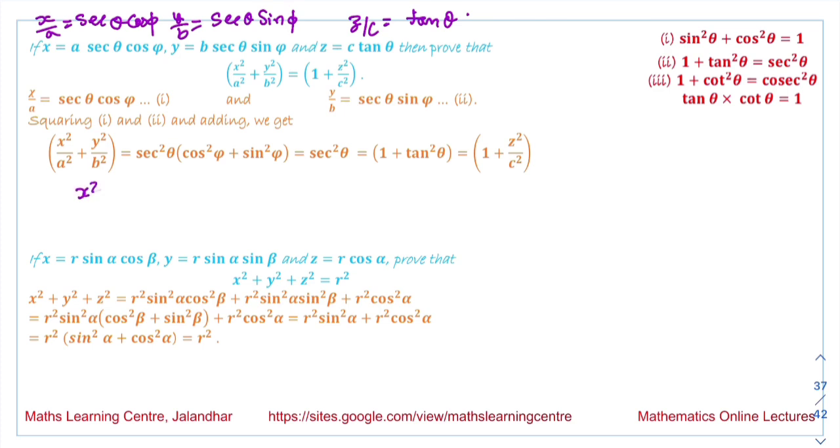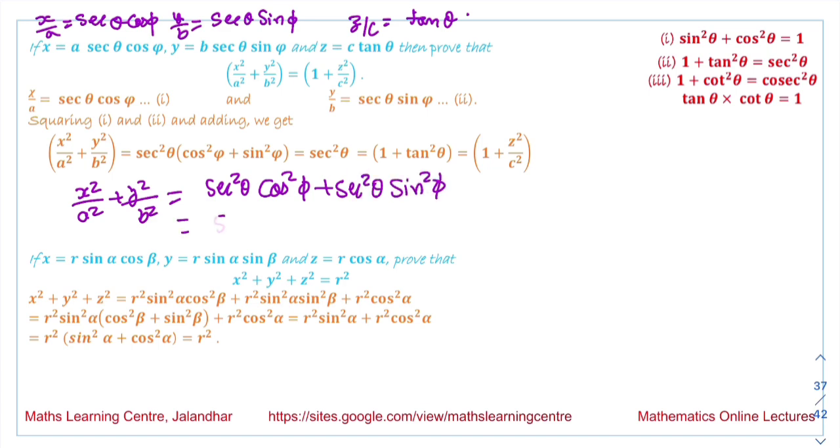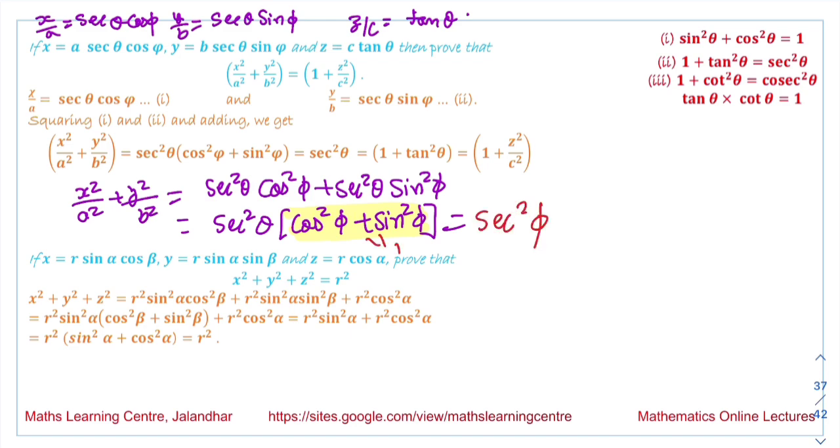So we are calculating the value of x square over a square plus y square over b square, and the answer we get is secant square theta cos square phi plus secant square theta sin square phi. If we take secant square theta common, we are left with cos square phi plus sin square phi. What is the value of cos square phi plus sin square phi? This value is equal to 1. So the answer we are left with is secant square theta.